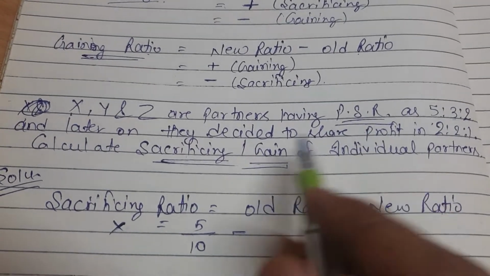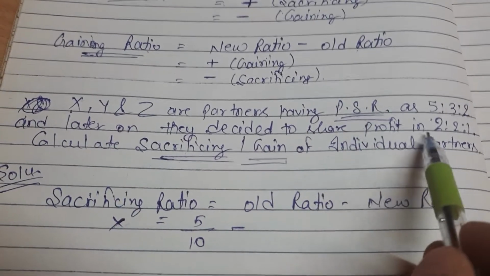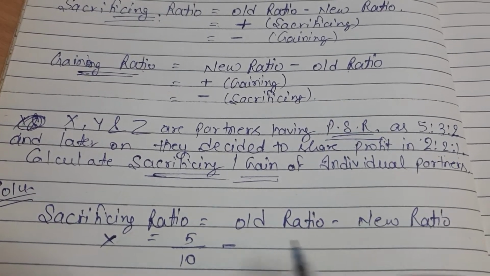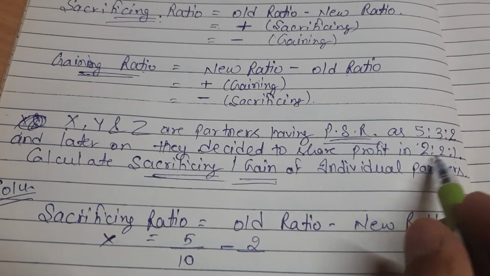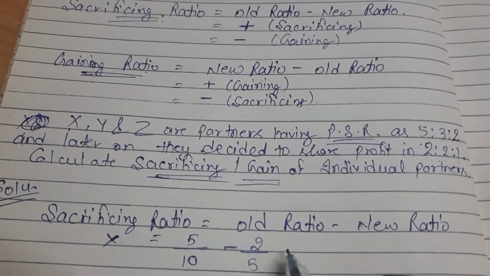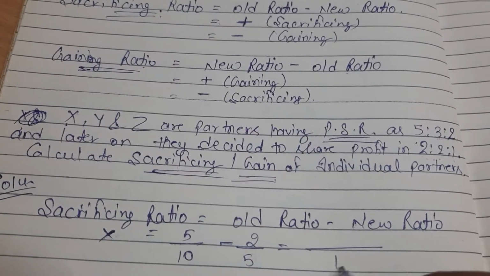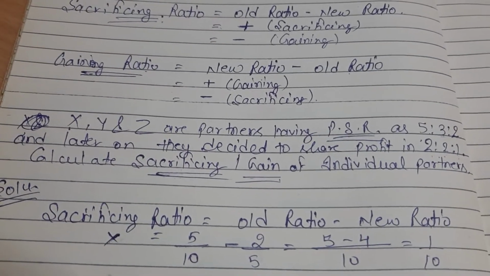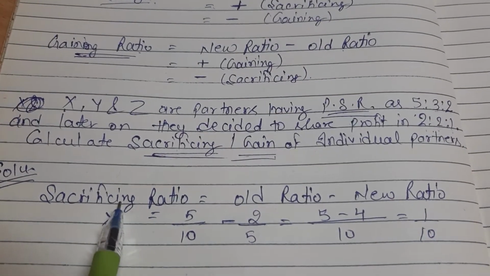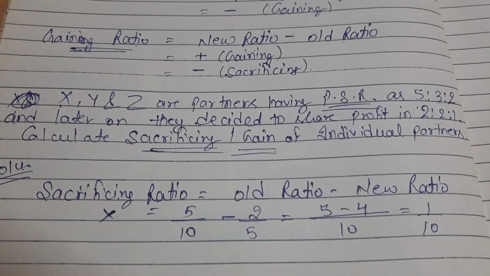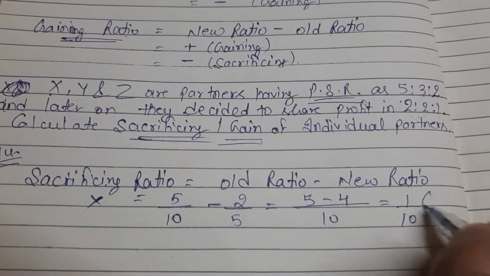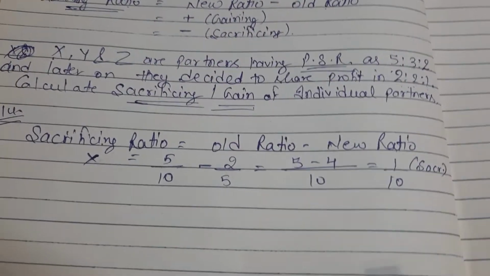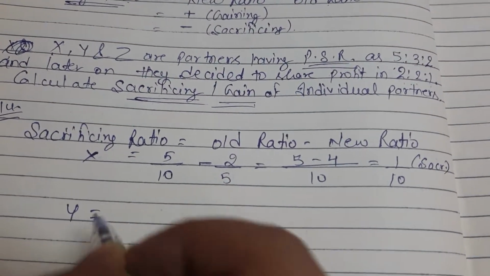Minus the new ratio. What is the new ratio? Later on they decided to share profit in 2:1. It means for X it is 2 upon 3. So 5 by 10 minus 2 by 3, and when you solve it, it will be 1 by 10. You have applied the formula of sacrificing ratio and your answer comes in positive form. It means X is sacrificing.